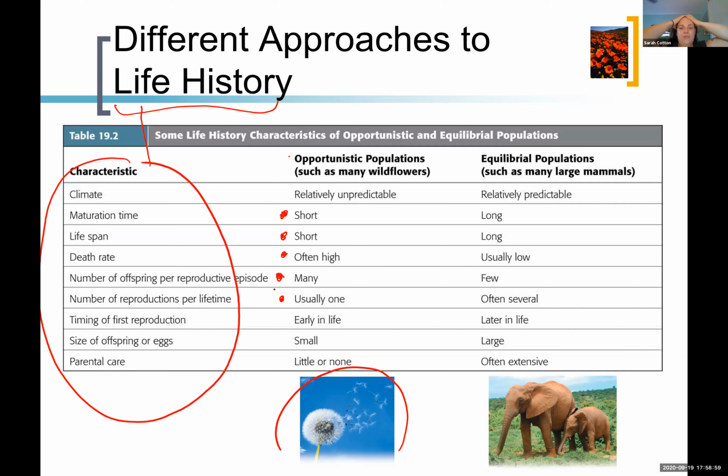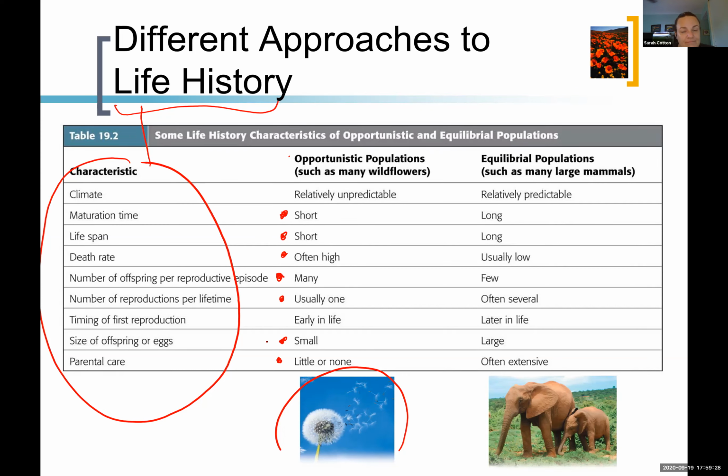So rather than having offspring multiple times over the course of their life, they grow up fast, have lots of babies, done, die, right? Usually they're small in size, and usually they have little to no parental care. So once the dandelion lets the seeds go, they're on their own.